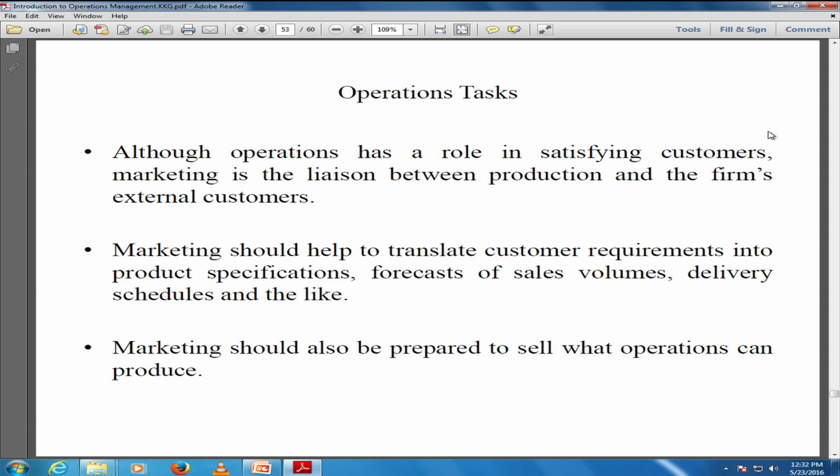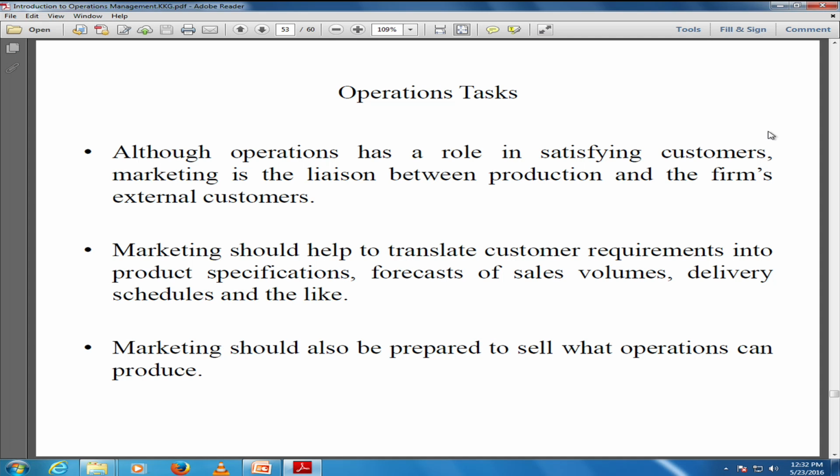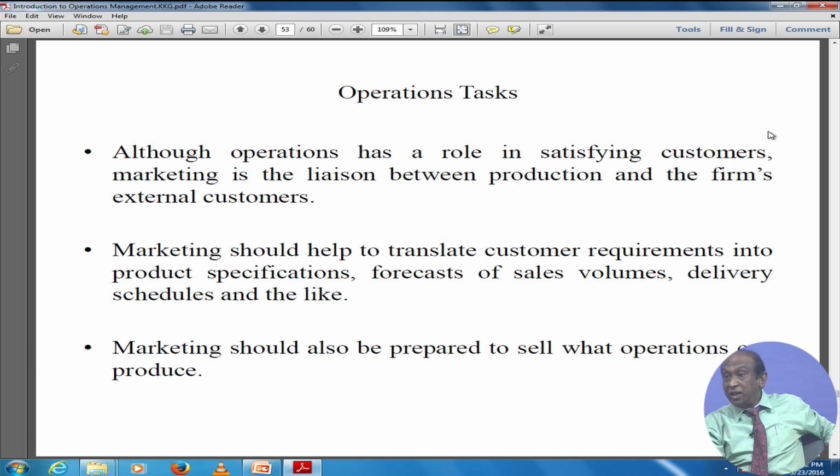So, although operations has a role in satisfying marketing, marketing is the liaison between production and the firm's external customers. I said that seamless integration between marketing, production and finance is very much required. We discussed the role of marketing to capture customer requirements adequately, and Professor Rai, I expect, will tell you about the technique of quality function deployment to capture those customer requirements and design those product features which are critical success factors for new product development. And marketing should also be prepared to sell what operations can produce. They should not overcommit.